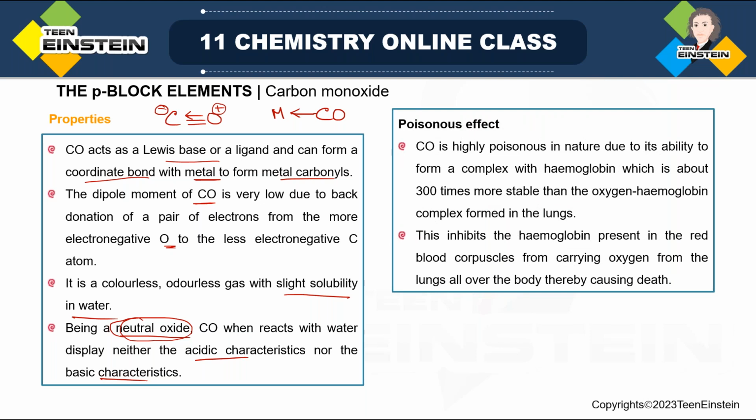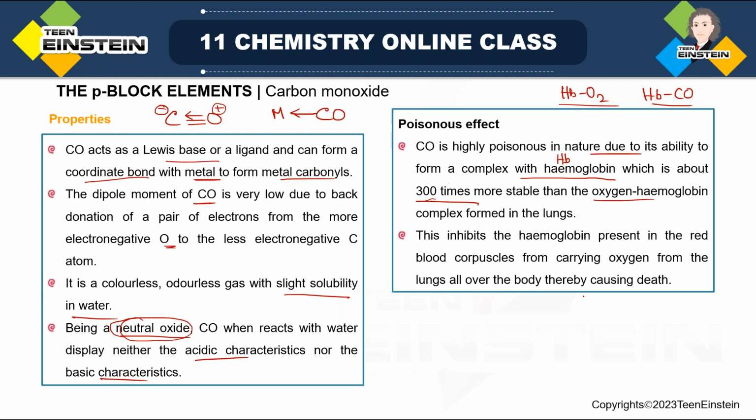So this is the neutral oxide type. It has a poisonous effect. It is highly poisonous in nature due to its ability to form a complex with hemoglobin, which we denote as Hb. Now, it is true that hemoglobin can also form a complex with oxygen. Both formations are possible. But in the case of HbCO, it is 300 times more stable than the HbO2 complex, that is, the oxygen hemoglobin complex formed in the lungs.